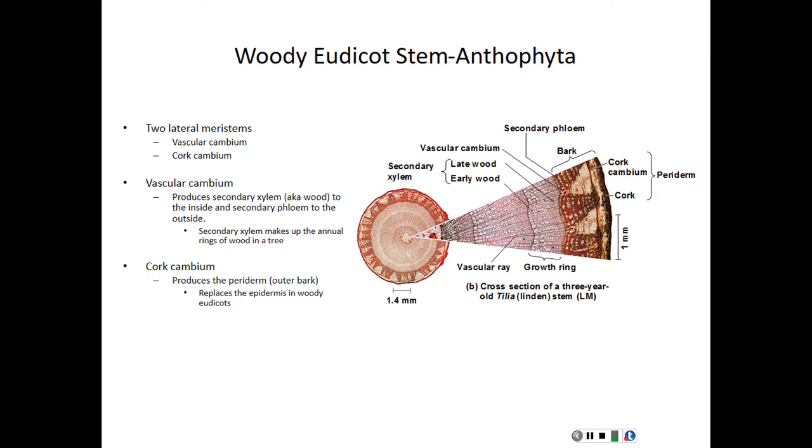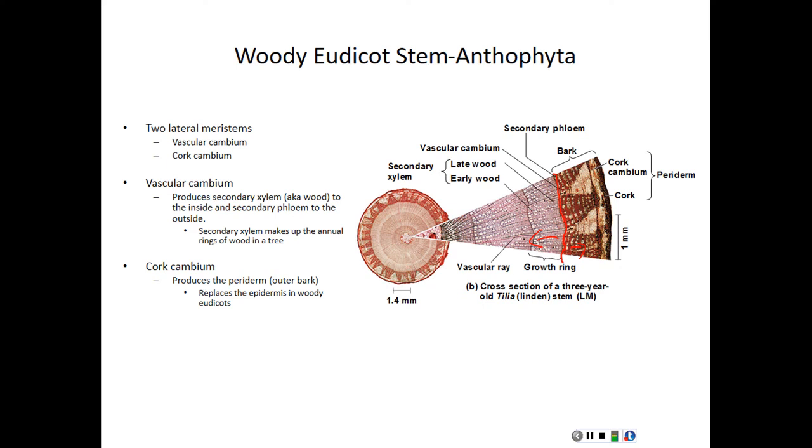One is known as the vascular cambium, which would be running right here. The vascular cambium is responsible for putting on secondary xylem to its interior and secondary phloem to the exterior. So because xylem is much wider in diameter, the bulk of what a tree is, aka wood, is actually the secondary xylem.